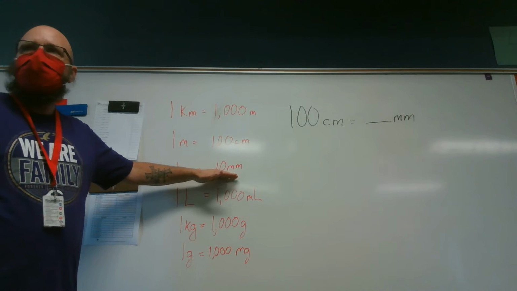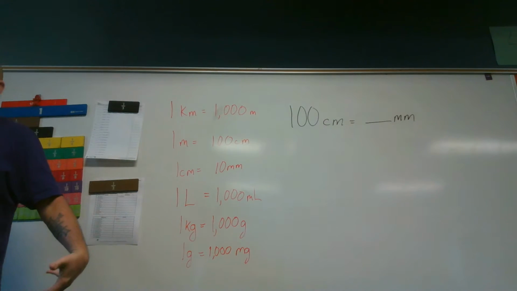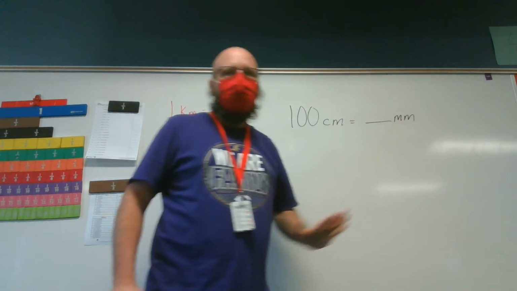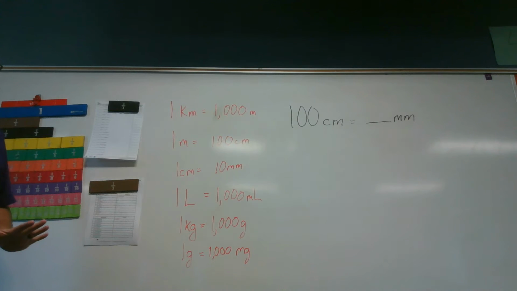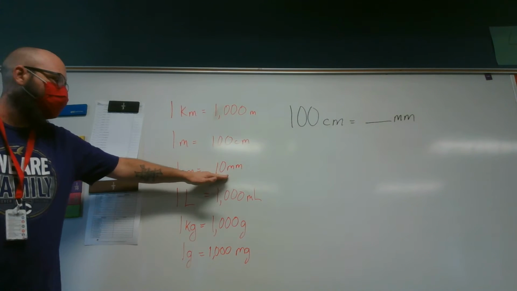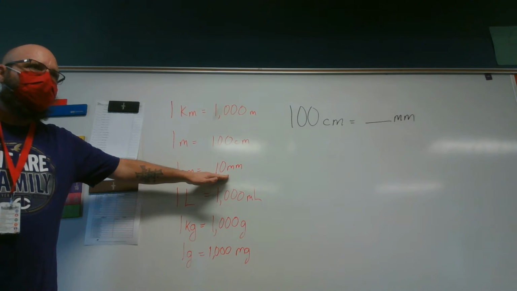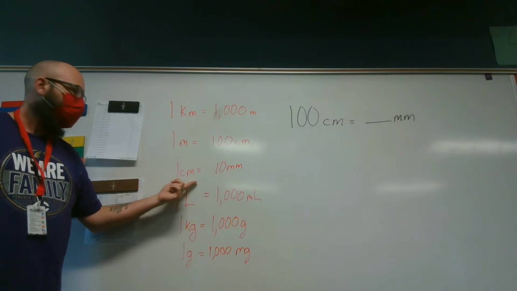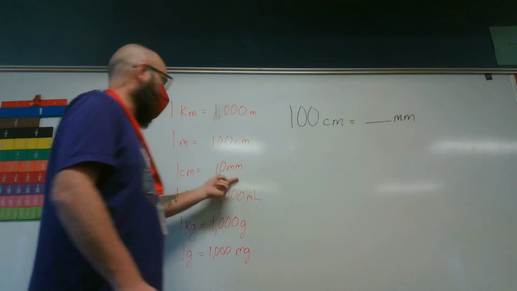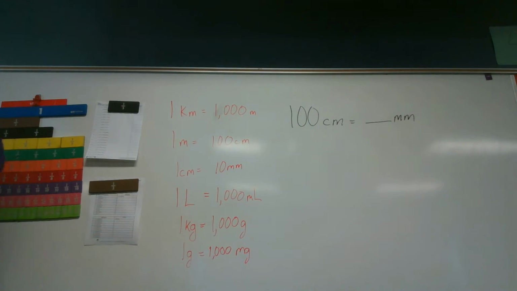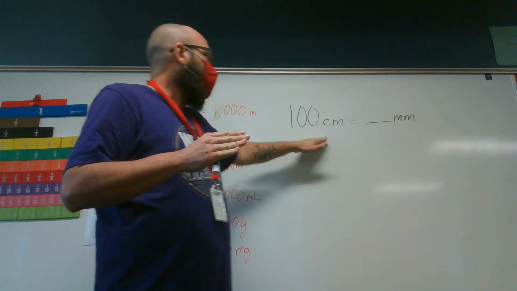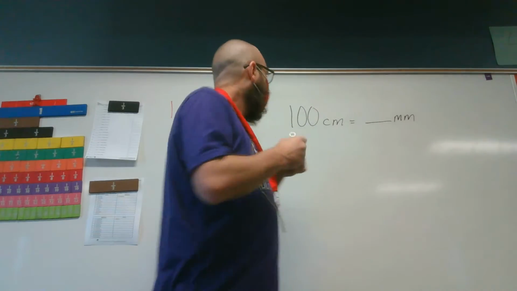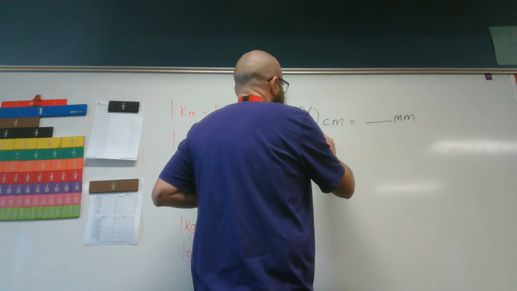So are we going from bigger to smaller or smaller to bigger? Which one's bigger, centimeters or millimeters? Well, 1 centimeter equals 10 millimeters. So if it takes 10 of these to equal one of these, which one's bigger? Centimeters. Centimeters are bigger, because it takes 10 millimeters to equal one of those. So we're going from bigger to smaller. Now, that means we're going to multiply.